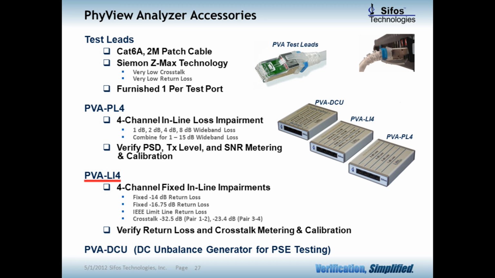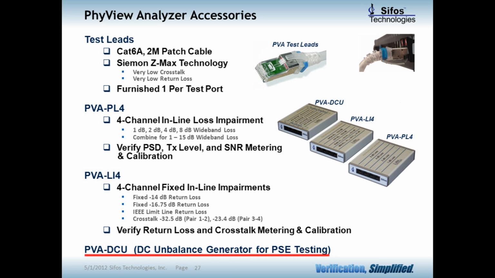The PVA LI4 is a 4-channel unit with different line impairments. These include a 4-pair minus 14 dB return loss channel, a 4-pair minus 17 dB return loss channel, an IEEE limit line over frequency return loss channel, and a pair group specific crosstalk of minus 32.5 dB and minus 23.4 dB channel. These units are aimed at verifying wideband return loss and crosstalk measurements.